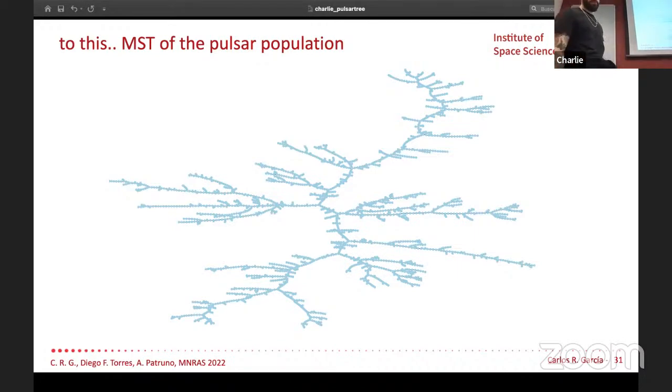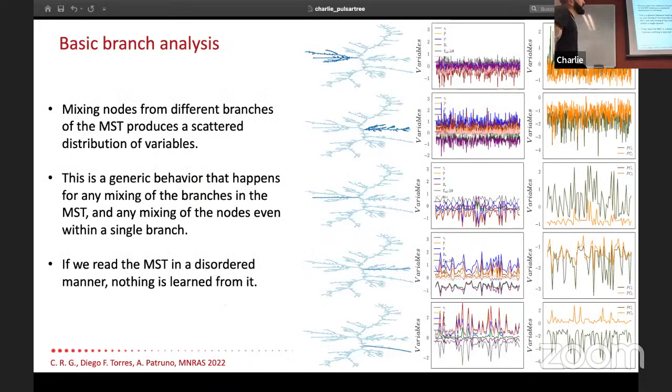On this part, I'm going to give you a ton of detail on how you can read the MST, because I know that it's something really new and maybe it's like, okay, what's going on? The first thing was to try to demonstrate that the MST had physical meaning. To do that, we were exploring different parts of the MST. And this is really interesting because if you take a local group of pulsars, or a sequence of nodes, and you track the variables that were defined for the MST and see what's going on with those variables, you obtain these kinds of things.